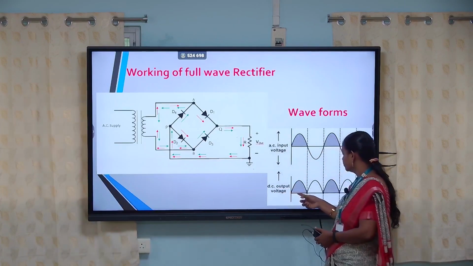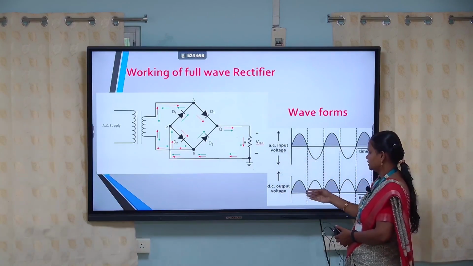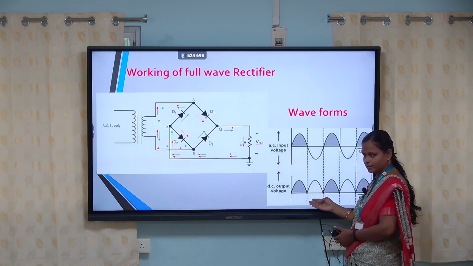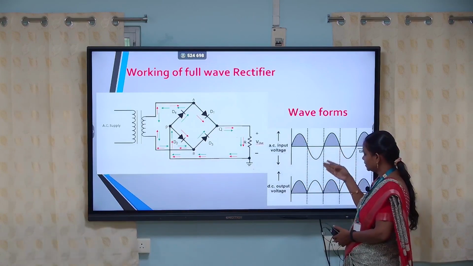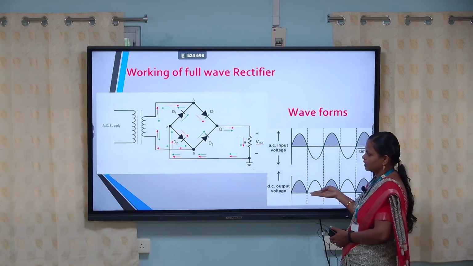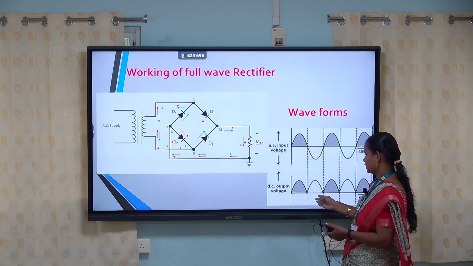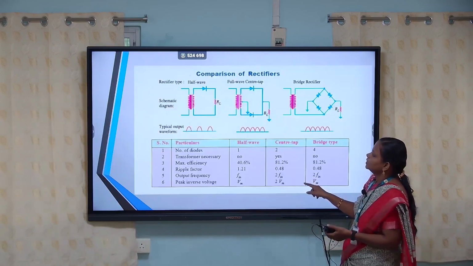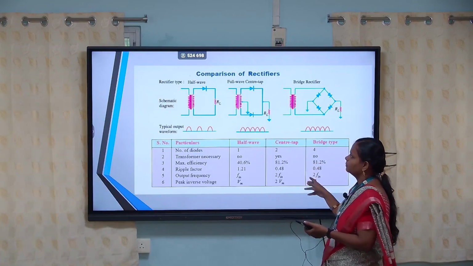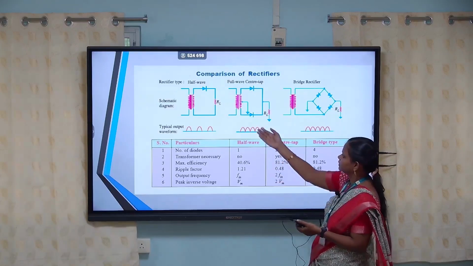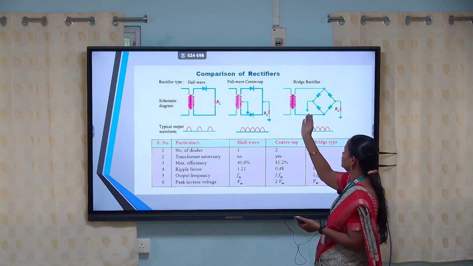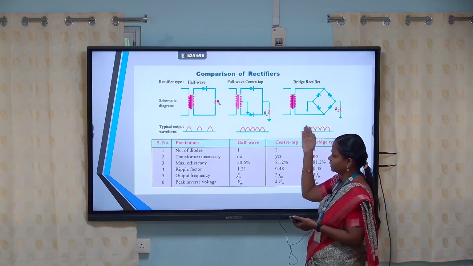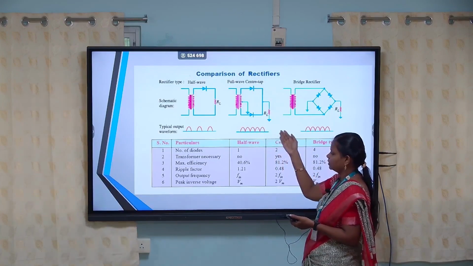Finally, we get the output of the circuit operation like this. For the positive half cycle, 2 diodes will conduct the current. For the negative half cycle, the other 2 diodes, D3 and D4, will conduct the current, and that is cyclically executed in this waveform diagram. So finally we come to the comparison of these 3 rectifiers. First, the circuit diagrams of all the 3 types of rectifiers, half wave, full wave and bridge type, are shown here, along with the output waveforms.